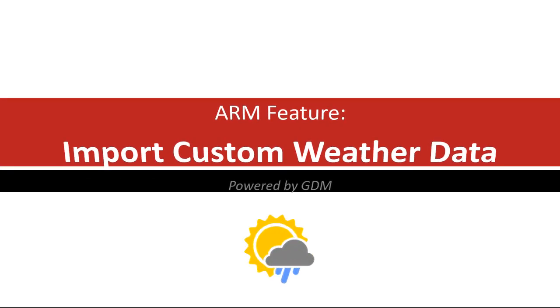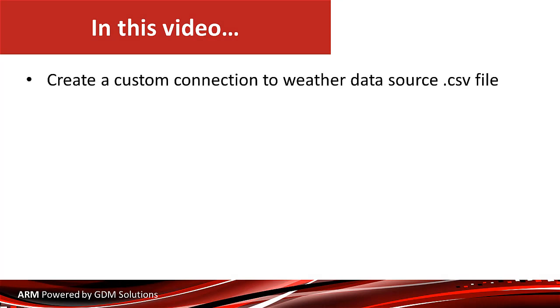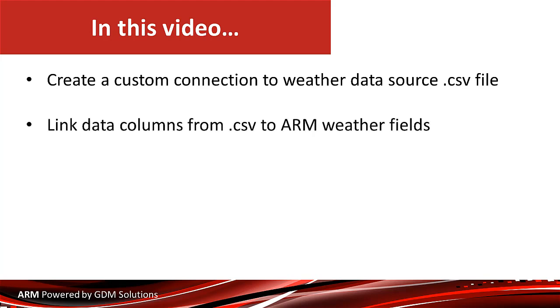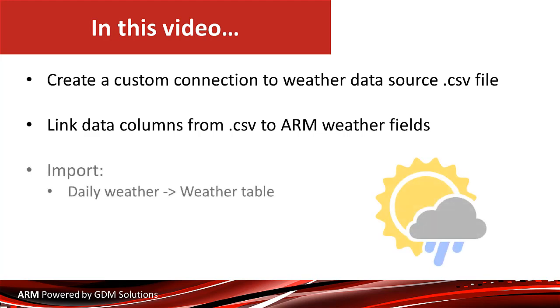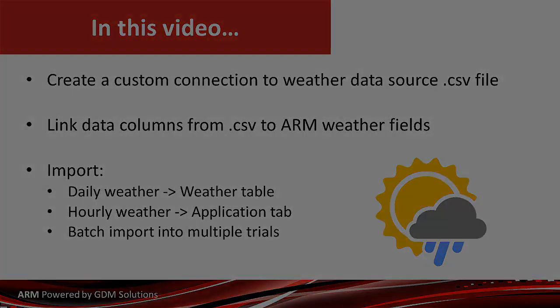In this video, we demonstrate how to import weather data into an ARM trial using any weather data source. We will create a custom connection to a weather data source file, link the data columns in the file to ARM weather fields, and use the connection to import daily weather to the weather table, and then import hourly weather to the application table into several trials at once.